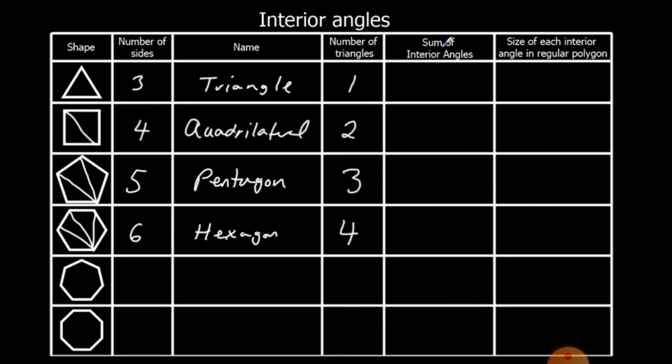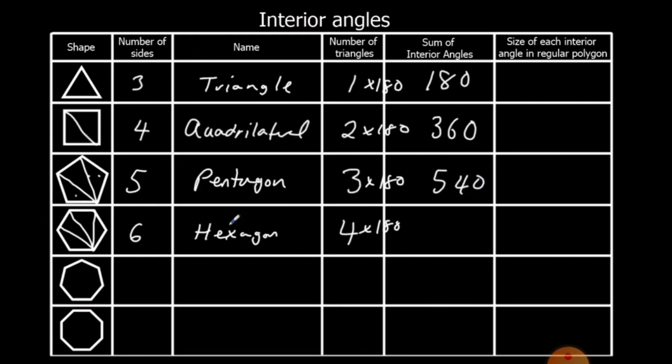Okay, now for the sum of interior angles, always remember that the sum of the interior angles of a triangle is 180 degrees. Since we have the number of triangles, we can just multiply. So the sum of the interior angles of a triangle is 180. For the quadrilateral, since they have 2 triangles, 2 times 180, so it's 360. For the pentagon, 3 times 180, since there are 3 triangles, so it will become 540 degrees.